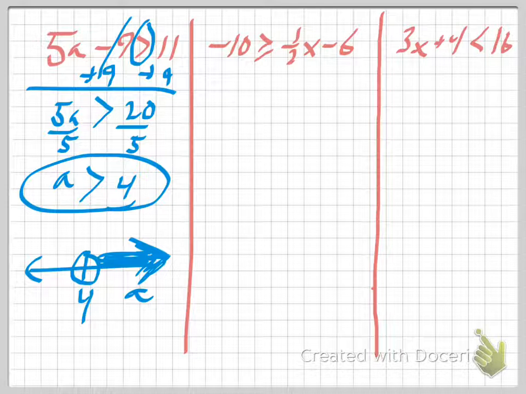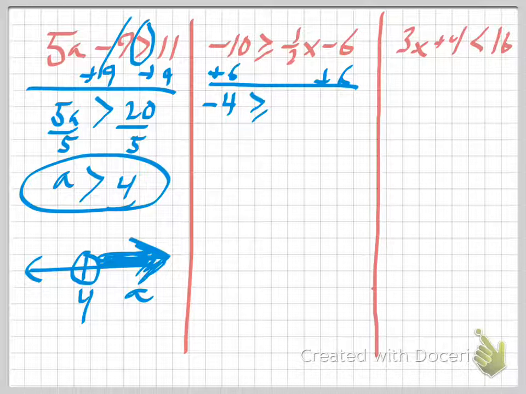The next inequality is negative 10 is greater than or equal to 1/2 x minus 6. Now this one's a little different because the variable's on the right side, but that doesn't change how we solve it. SADMAP once again tells me to get rid of the minus 6 first, and the way I do that is I do its opposite. I add 6 to both sides. On the left, I'm going to get negative 4 is greater than or equal to 1/2 x because the negative 6 and the 6 cancel out.